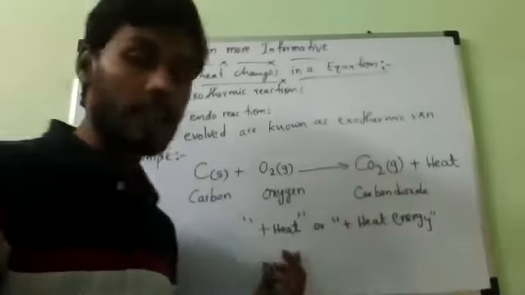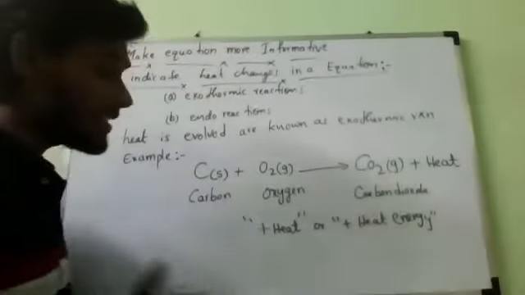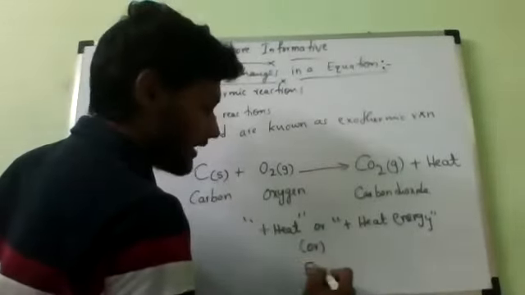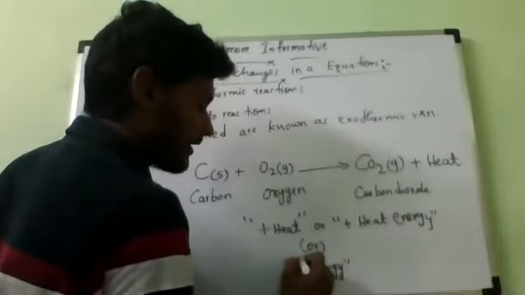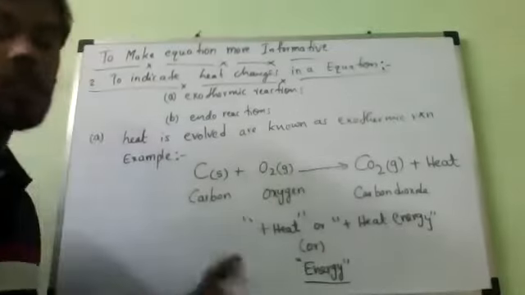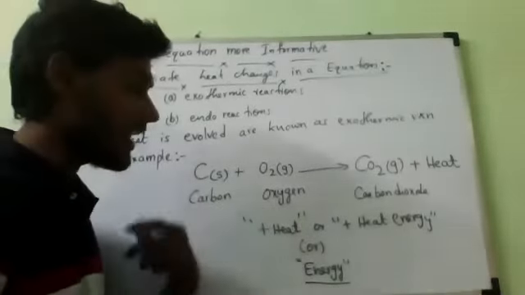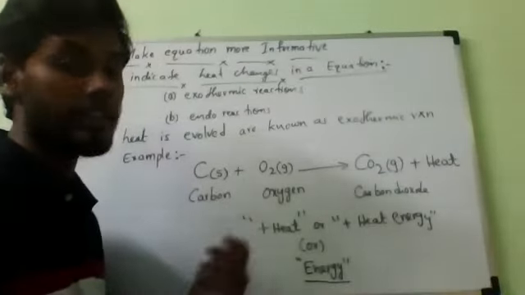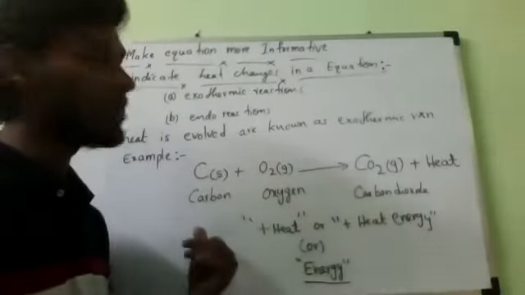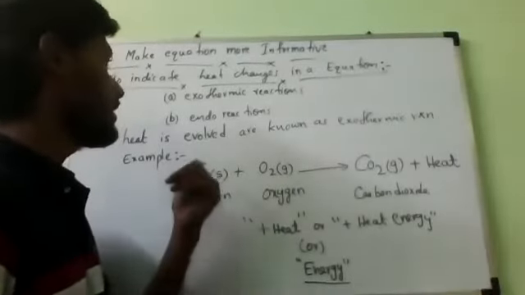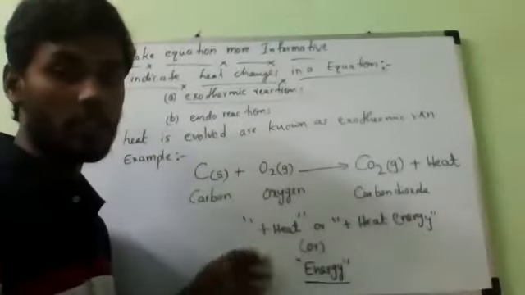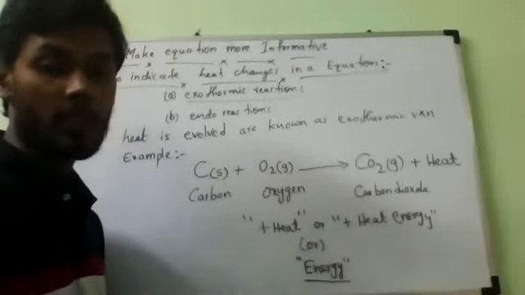We can write either plus heat or plus heat energy, or you can write just energy. It is also correct. But where should we write it, on the reactant side or product side? You tell me. If it is releasing, then we write it on the product side. So this is the first type of heat change. Sorry, not temperature, heat changes. That is exothermic reaction. Note it down, all of you. This is an example of exothermic reaction.